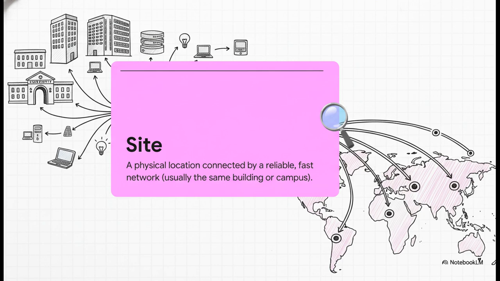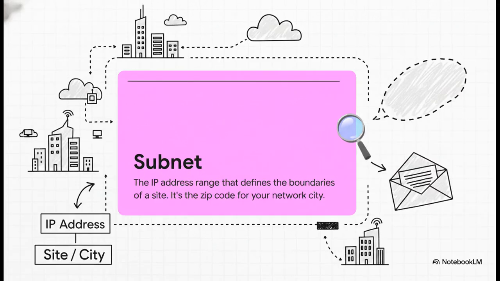First up, we have the idea of a site. A site is really just a physical location, like an office building or a whole campus, where all the computers are hooked up on a fast, reliable network. Just think of each site as a major city on your network map. So, if a site is a city, how does a computer know which city it's in? Well, that's where the subnet comes in. A subnet is just the range of IP addresses that basically draws the borders for that site. It's the zip code for your network city. So when a computer grabs an IP address, Active Directory just checks its subnet and instantly knows which site, or which city, it belongs to.